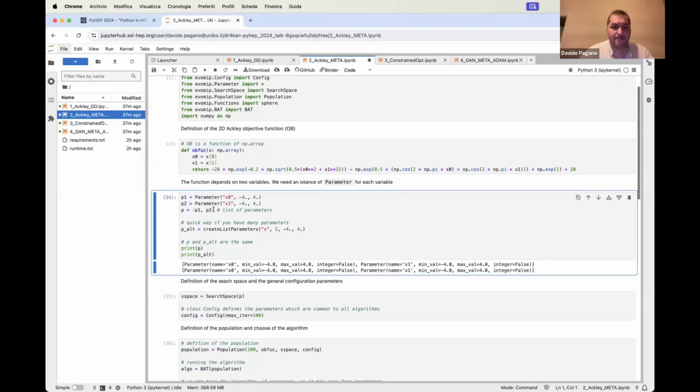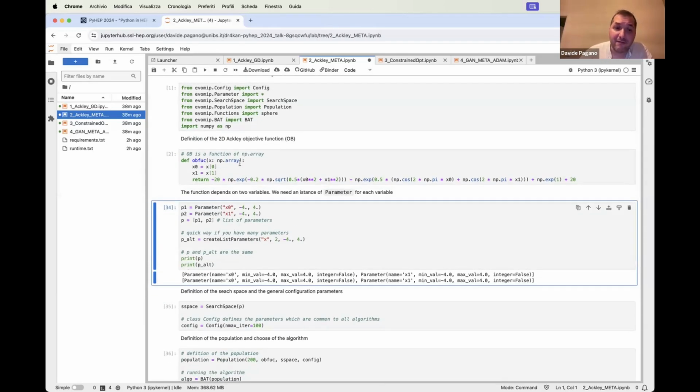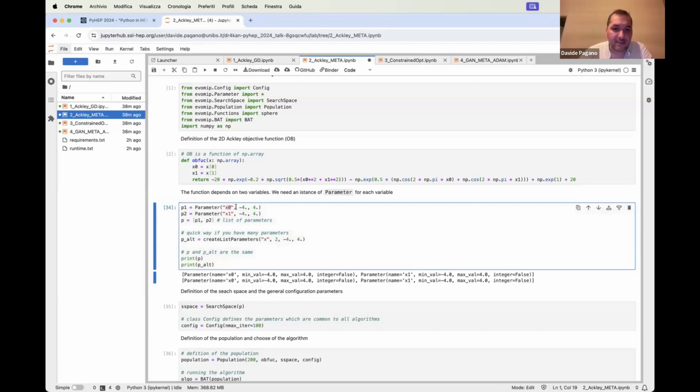And you see, here I define the parameters. The Ackley function is a two-dimensional function, which depends on, let's say, x0 and x1. You see, I define the parameters. So the first one, I call it x0, and the range is -4 to +4. The second one, I call it x1, and the range is -4 to +4. And P is just the list of parameters.